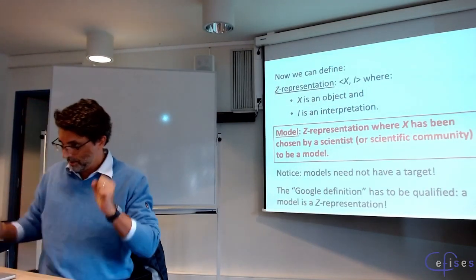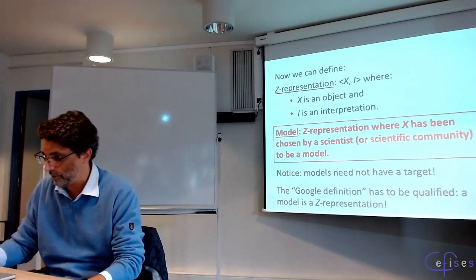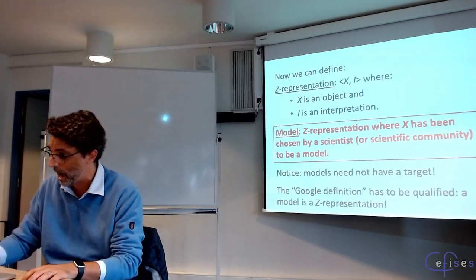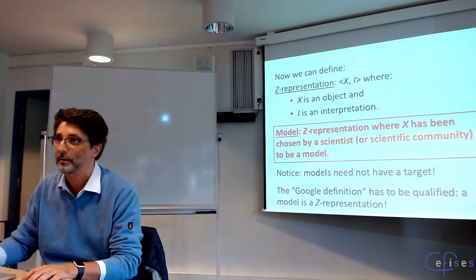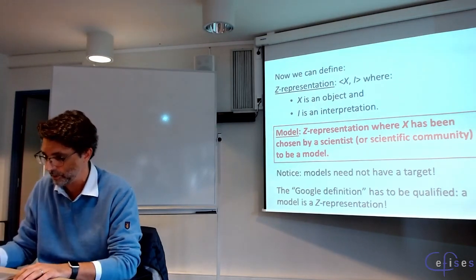So now we're equipped to give a definition of a Z representation. A Z representation is a pair, X and I, where X is an object, like that water pipe system you've seen, and I is an interpretation.